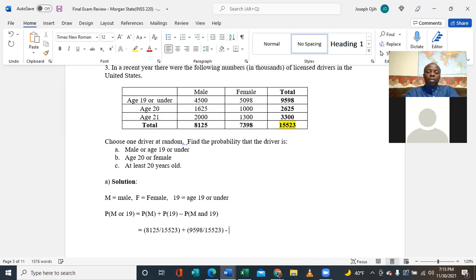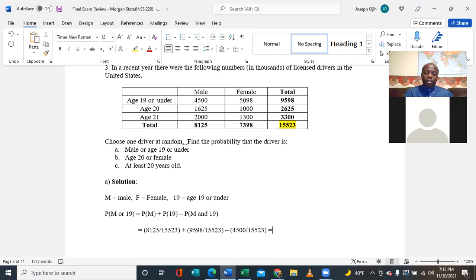And minus, okay. Now this part is the tricky part, male and 19 or under. This section here, if you look at male, you can draw a line here and draw another line across. You can see that they intersect here. So this number here represents male and age 19 or under. So 4,500 divided by the grand total of 15,523. We can put this in the calculator and get our answer right away.